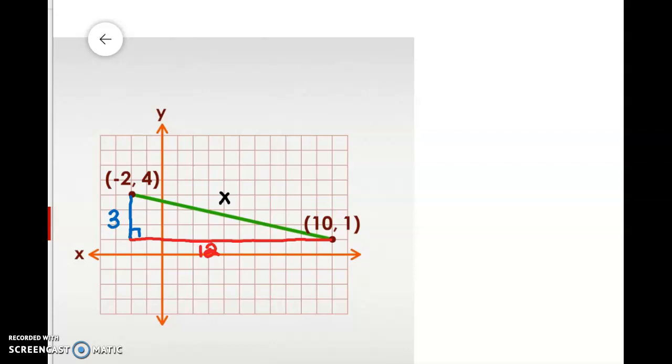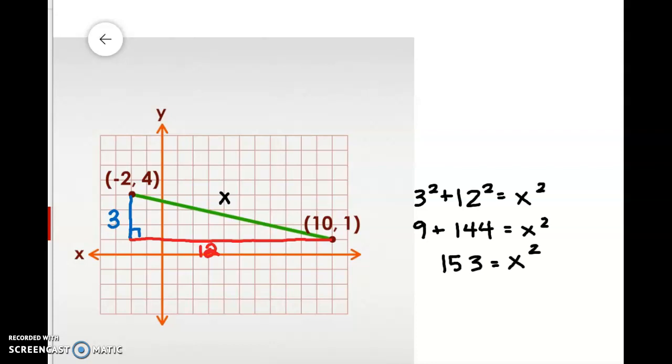So if I wanted to use the Pythagorean theorem here, I could say 3 squared plus 12 squared equals x squared. If I add these up, and this is a skill we just practiced, I get 153 equals x squared. And when I take the square root of 153, I get 12.4. So that's one way we can use the Pythagorean theorem to help us avoid memorizing the distance formula.